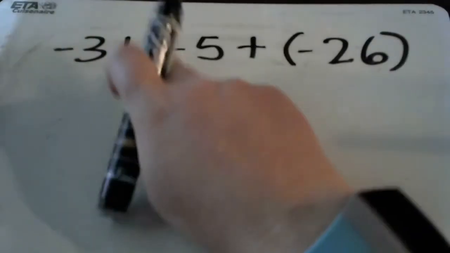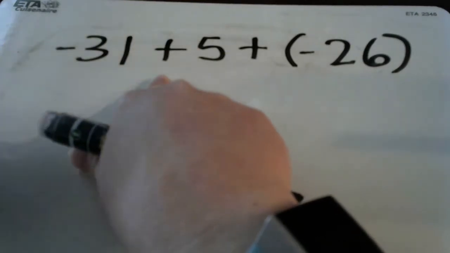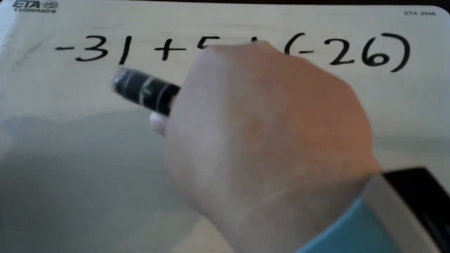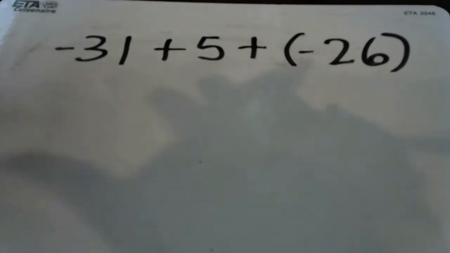Now, if this was multiplication, that's a whole other deal. Then we have to do the order of operations, PEMDAS. But since this is addition, or even if there was a subtraction in there, we could still combine them together. So what I'm going to do is combine my negatives. It just makes it easier.